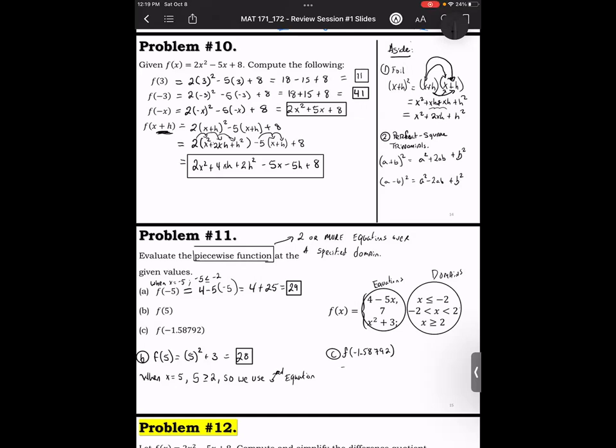So we have -2 less than -1.58792. Look at equation 2. Equation 2 is just a number. It's just a constant. So no matter what value of x you plug in, whether it was 0, 1, 1.5, -1.5, your answer is always going to be 7.